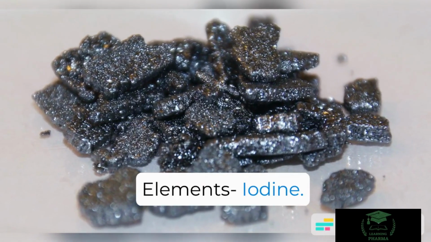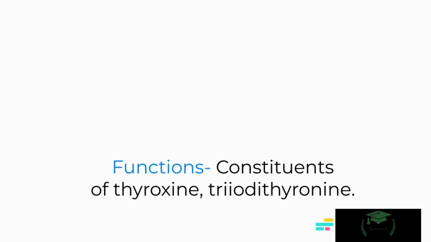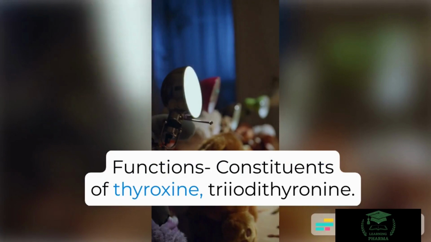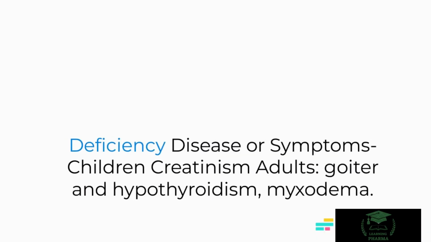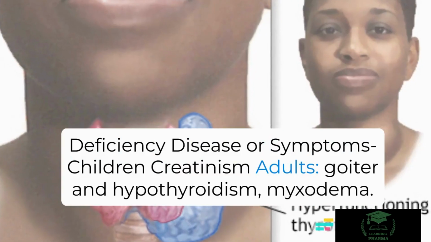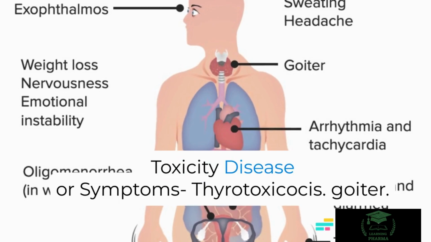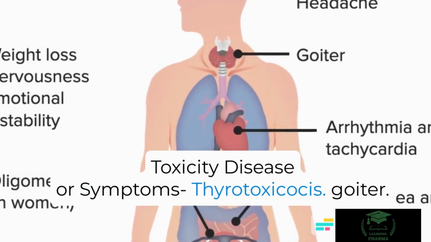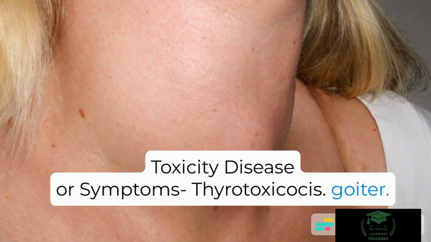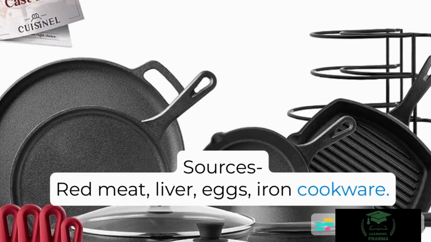Elements: iodine. Sources: iodized salt, seafood. Functions: constituents of thyroxine, triiodothyronine. Deficiency disease or symptoms: children, cretinism; adults, goiter and hypothyroidism, myxedema. Toxicity disease or symptoms: thyrotoxicosis, goiter. Elements: iron. Sources: red meat, liver, eggs, iron cookware.